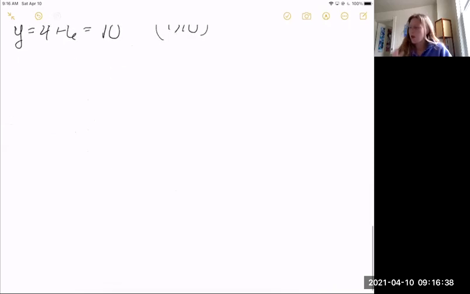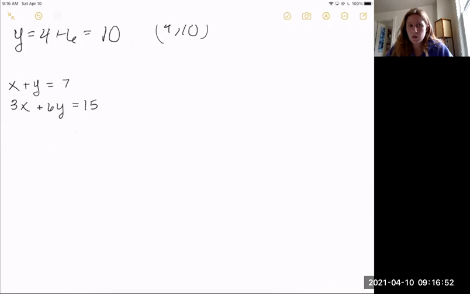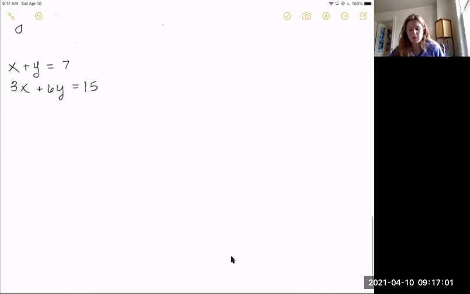And we're going to try one last example, and then that's going to be all for today. So we have x plus y equals 7, and 3x plus 6y equals 15. So this one is, I would say, the trickiest one we've seen so far because it's not like both are equal to the same thing, but we can change this pretty easily so that it is.